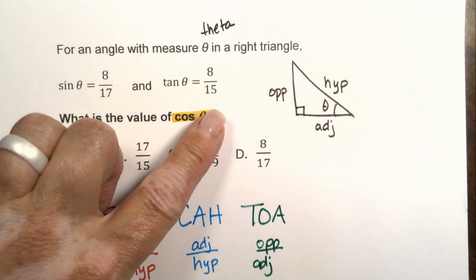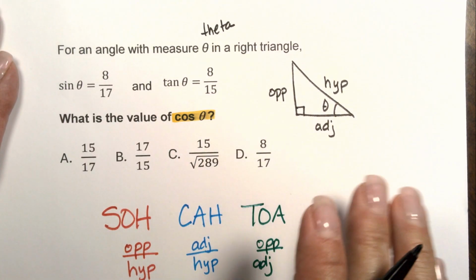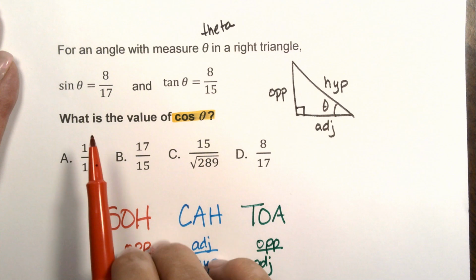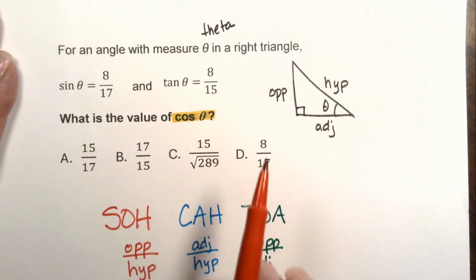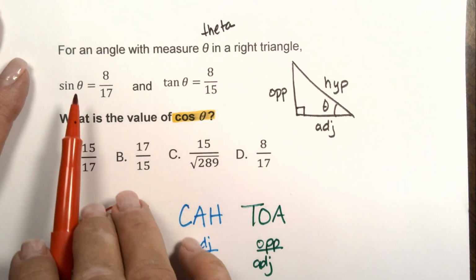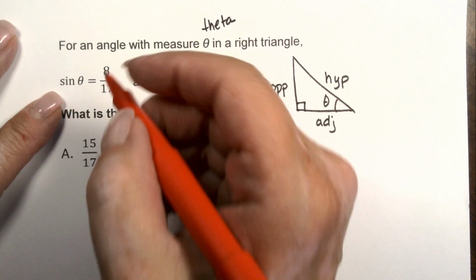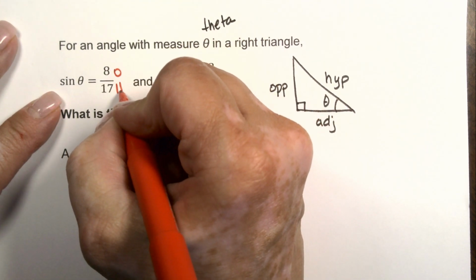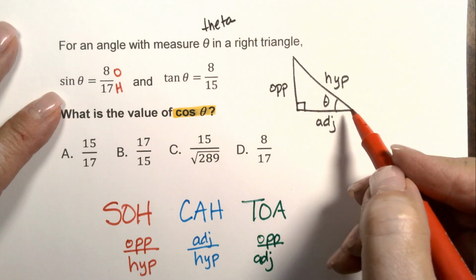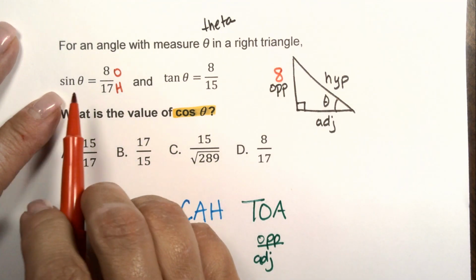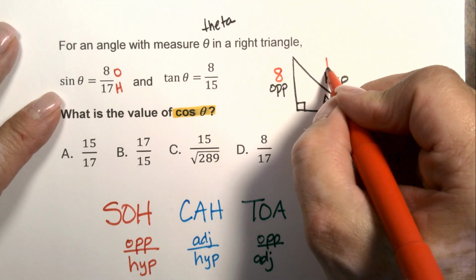So the information they gave us about sine and tangent tells us about the sides, some of the sides anyway. So let's see what we have. I know for cosine I need to have adjacent over hypotenuse, but it tells me sine. Well, sine is opposite over hypotenuse. So that means this side is 8, and the hypotenuse is 17.